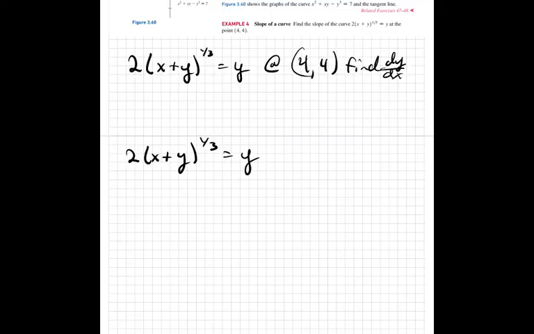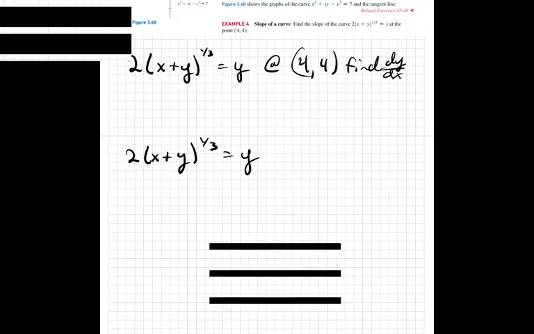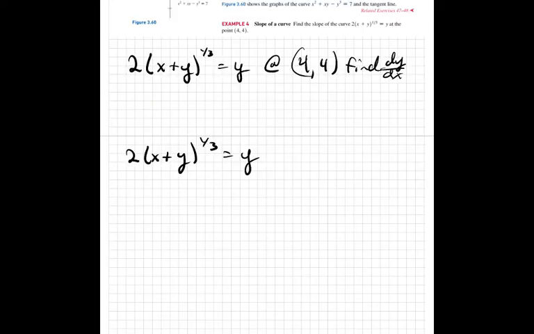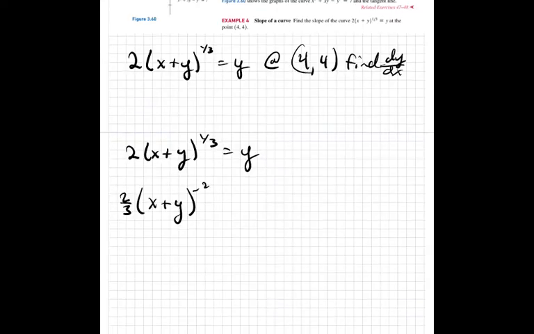So if we want to find dy by dx, on the left-hand side, we're going to have to use the chain rule. So if we use the chain rule, the derivative of the outside function times the derivative of the inside function. The outside function, that 1/3 comes down. So we're going to have 2 by 3 times this. 1/3 minus 1 is going to be a negative 2/3. Okay. That's the derivative of the outside function times the derivative of the inside function. The derivative of the x is going to be dx. Derivative of y is going to be dy. And then on the right, the derivative of y is dy.